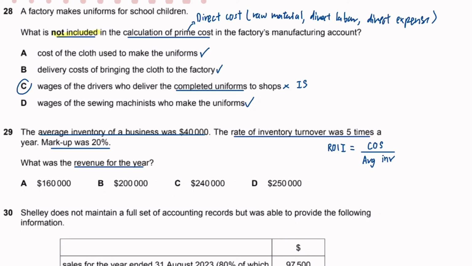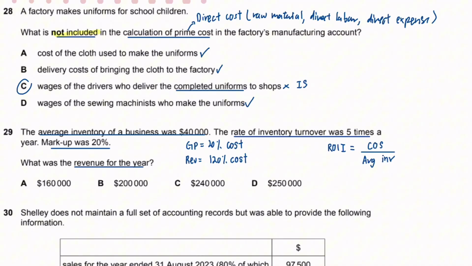Second one is actually this. Gross profit equals 20% times cost, and revenue is 120% times cost. This is the markup formula.